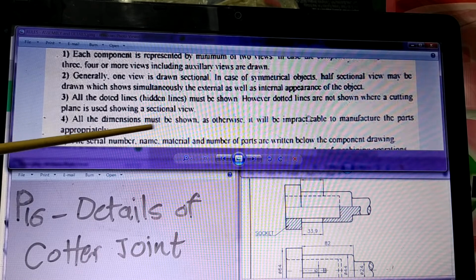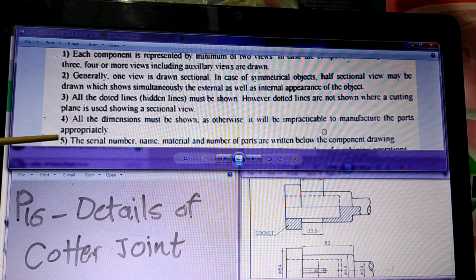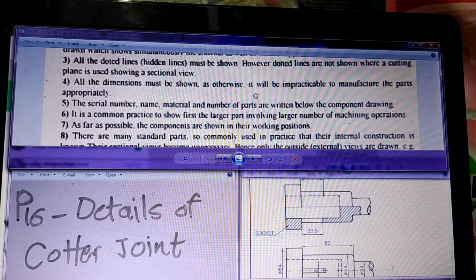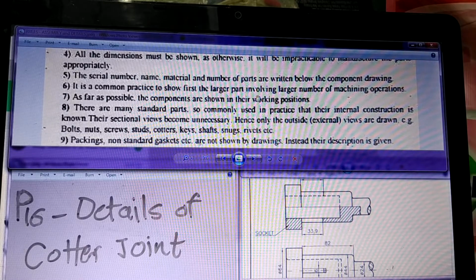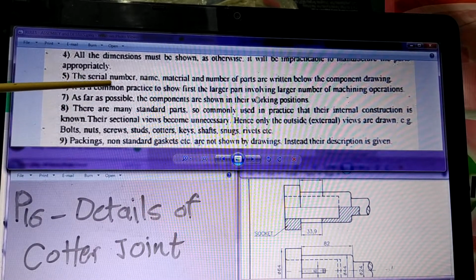Now all the dimensions must be shown, otherwise it will not be possible for the manufacturer to make those parts. So remember, you have to put all the possible dimensions which are required by the object. Then the serial number, material name, etc. Everything, all the details, should be written near the component.